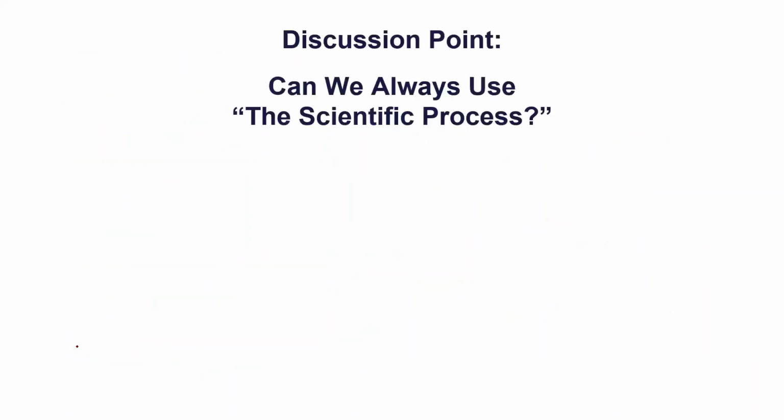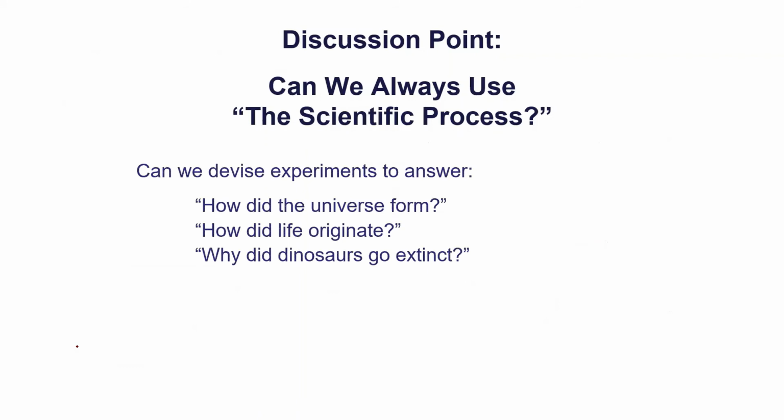Okay, so a couple other things to say about science. First is, can we always use the scientific process? That's an interesting philosophical question, and I'll give you some examples here. Some things are relatively easy to try to understand. Does the bacteria kill the mice? Does the drug work? Does the fertilizer work? What about these types of questions here? How did the universe form or life originate, or how did dinosaurs go extinct?